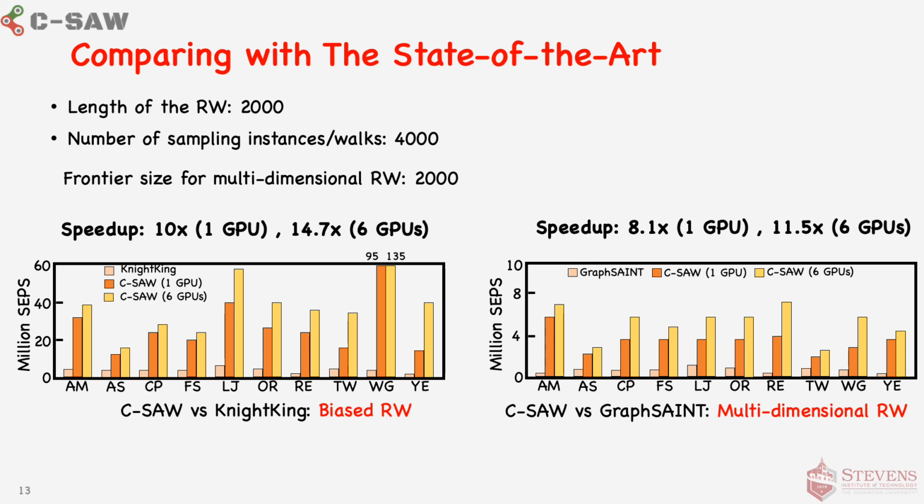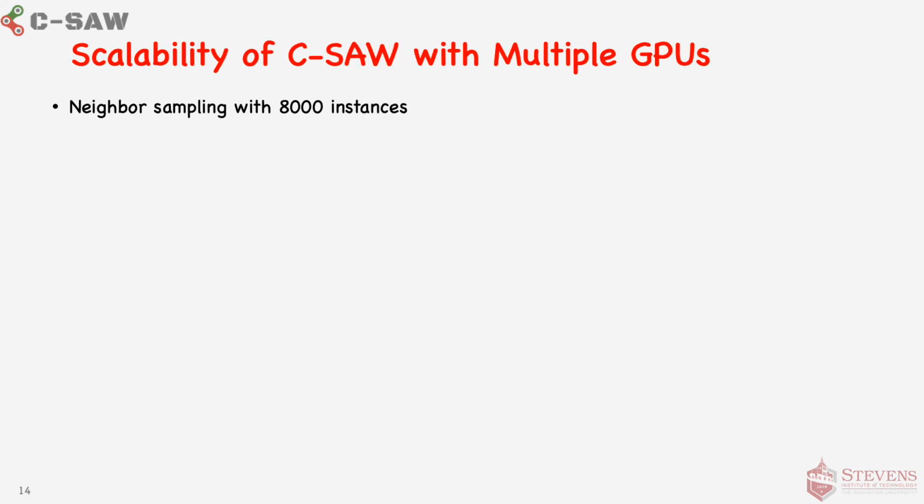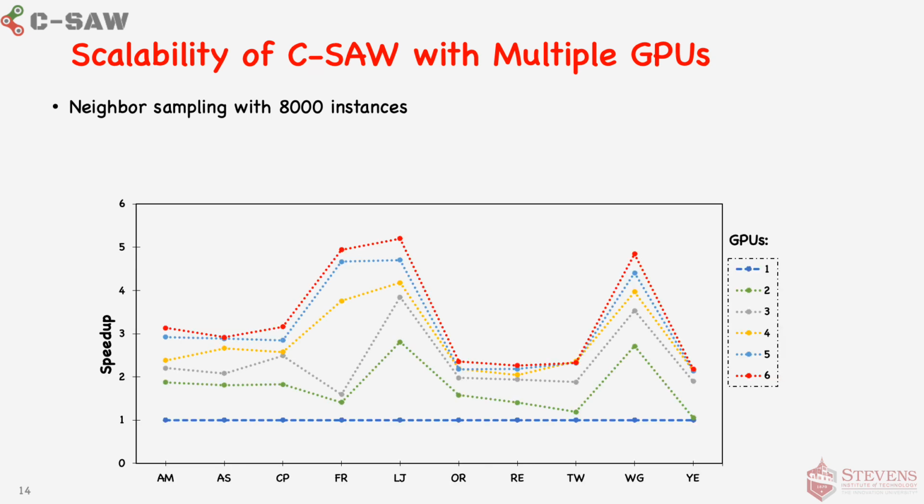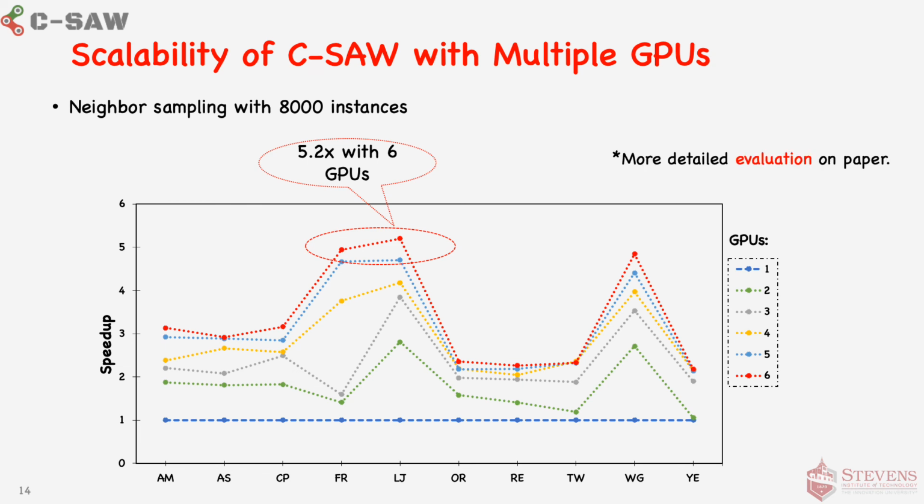For multidimensional random walk, we use a frontier size of 2000. Next, we compare the scalability of Seesaw with multiple GPUs using neighbor sampling algorithm with 8000 instances of samples. The graph shows the speed up achieved with different graph datasets. We achieve up to 5.2 times speed up at max with 6 GPUs. More detailed evaluation of Seesaw along with profiling of each optimization can be found in the paper.